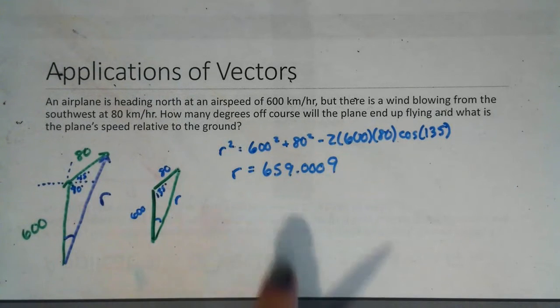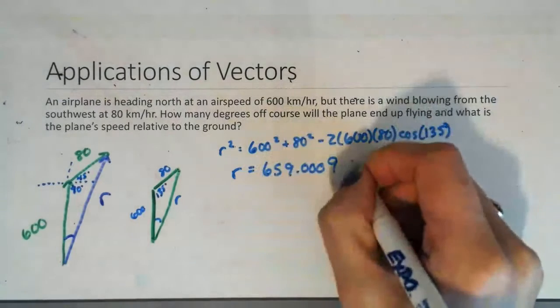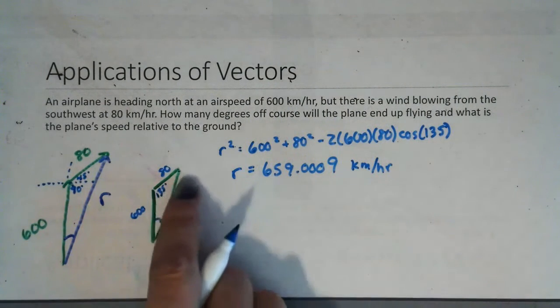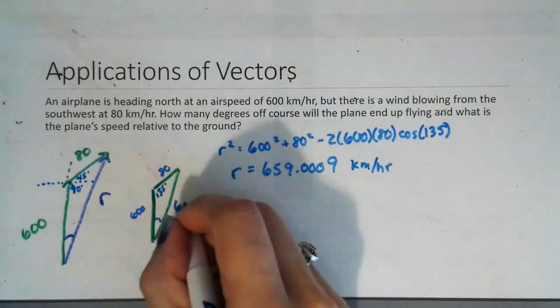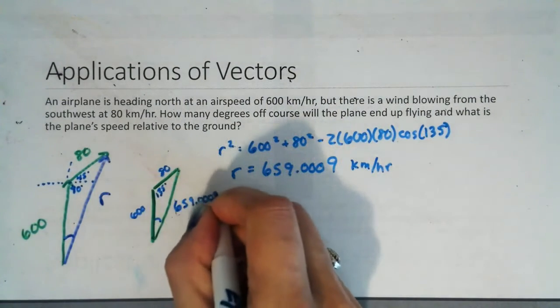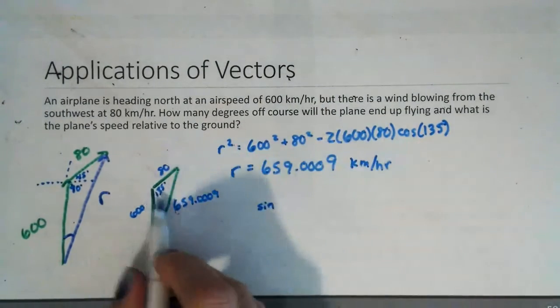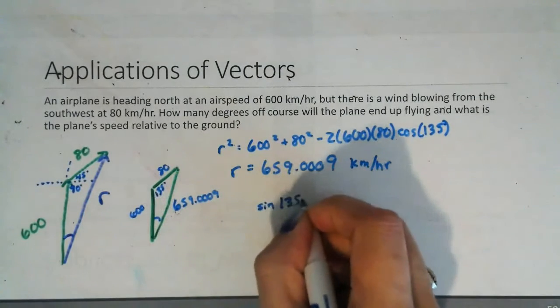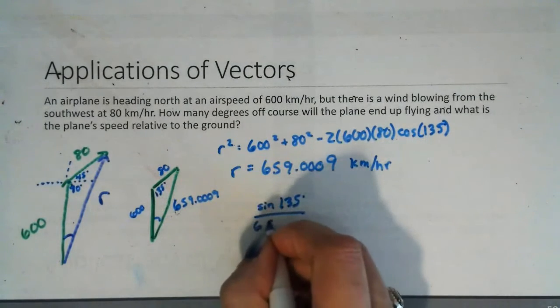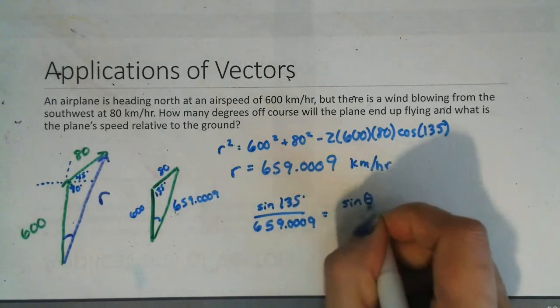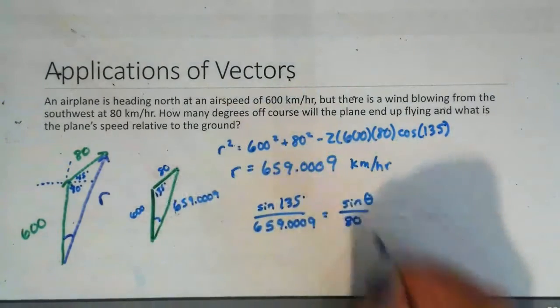Cool thing is, R is one of the things I was trying to find. That's the plane speed relative to the ground, and we were measuring speed in kilometers per hour. Well, that still doesn't solve my problem of how far off course we are at an angle. But now that I have this speed R, 659.0009, now I can use the law of sines. Because I have the angle 135 and its opposite side, so the sine of 135 degrees over this answer I just got is equal to the sine of my angle that I'm trying to find over its opposite side, 80.